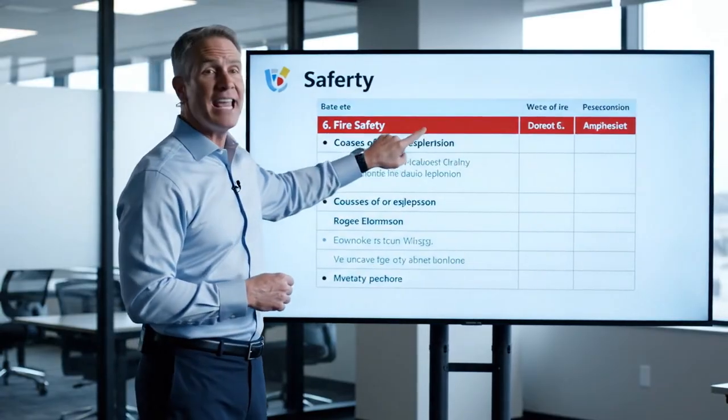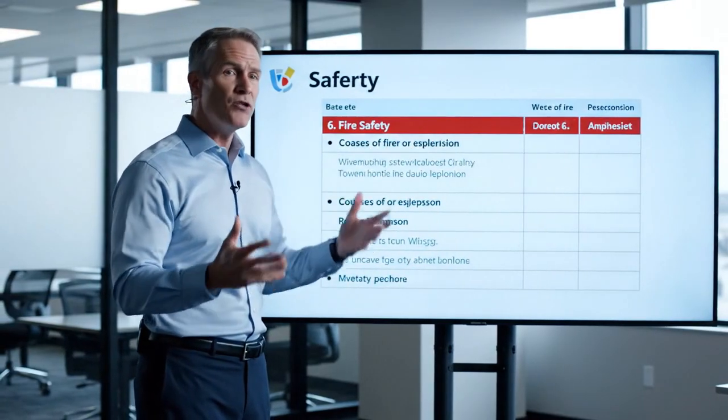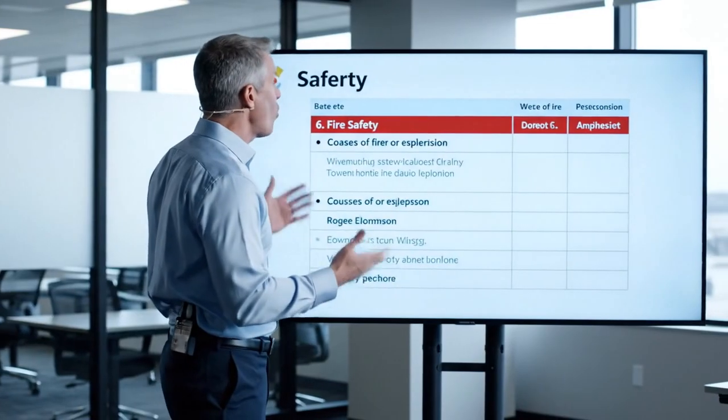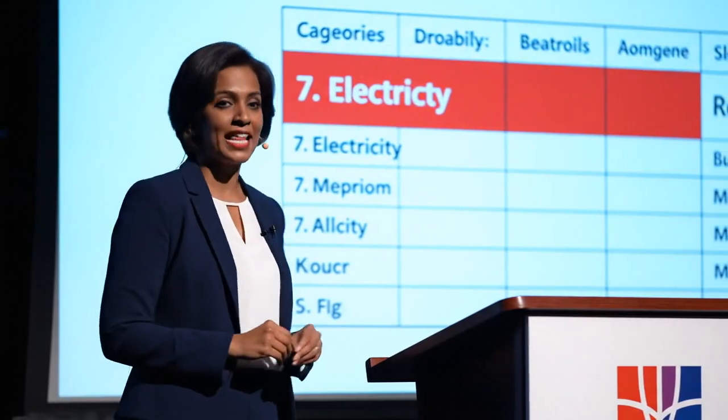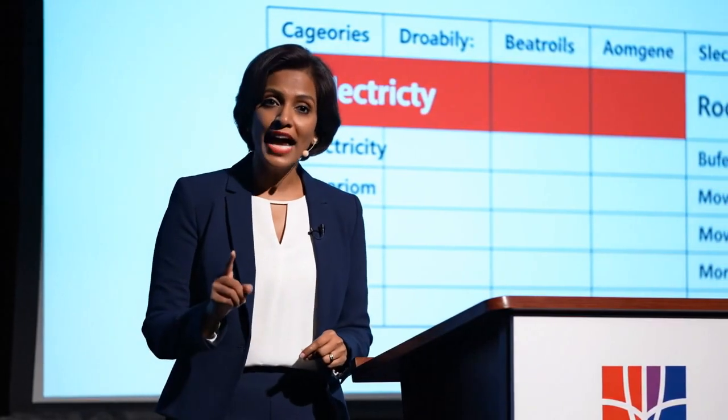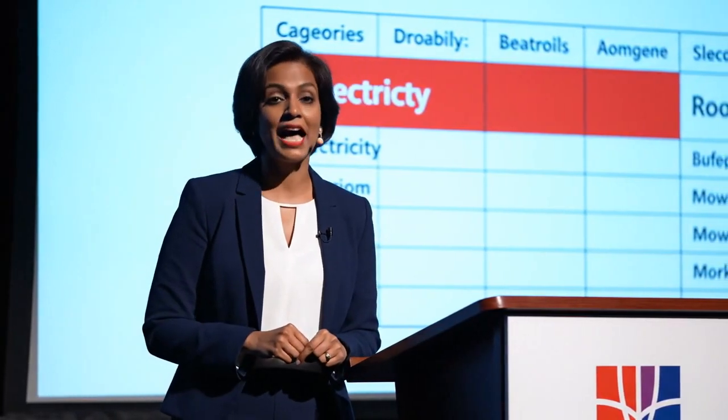Category 6 is dedicated to fire safety. We look for activities that could lead to fire or explosions. Finally, Category 7 is electricity. We look for hazards related to electrical systems and maintenance. We will cover every aspect of the IG2 risk assessment in detail in our upcoming lecture series.